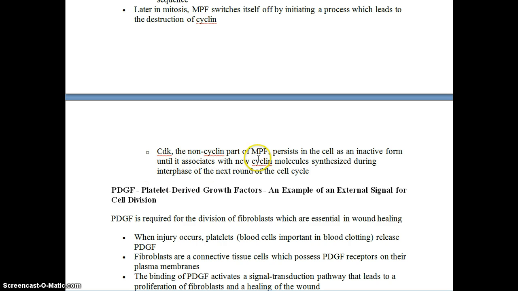CDK, the non-cyclin part of MPF, persists in the cell as an inactive form until it associates with new keys, or cyclins, synthesized during interphase of the next round.